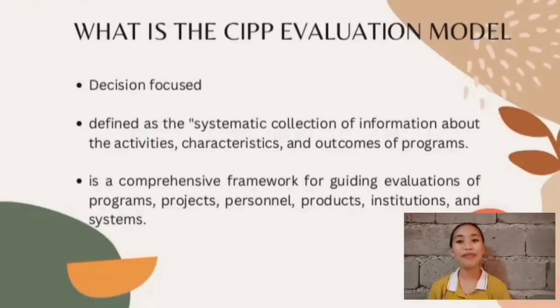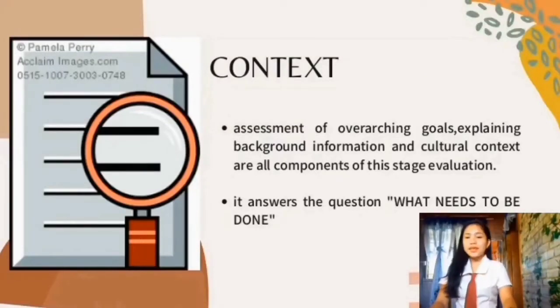What is the CIPP evaluation model? It is decision focused. It defines a systematic collection of information about the activities, characteristics, and outcomes of programs. It is a comprehensive framework for guiding evaluations of programs, projects, personnel, products, institutions, and systems. And take note, before using the CIPP model, evaluators need to have a clear understanding of the core value of each component, which we will be discussing later on in this presentation. So let's move on.